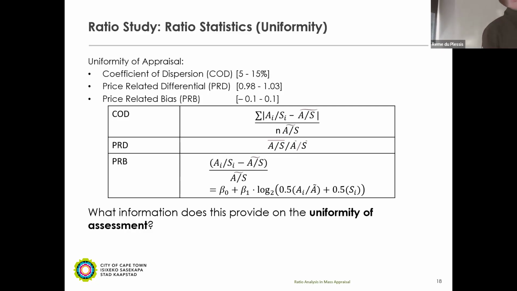So the interpretation is here, your beta 1 will tell you as your estimated market value doubles, how much do we expect your ratio to change? By how many percent do we expect your ratio to change? I don't think I need to explain that further.